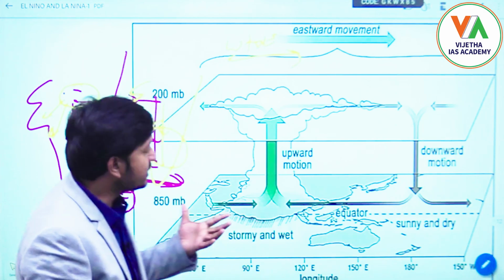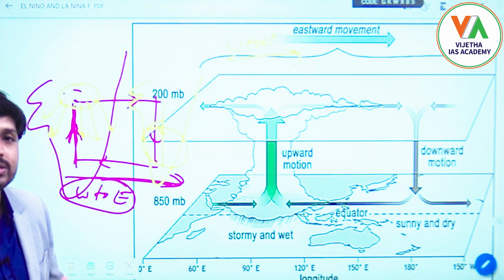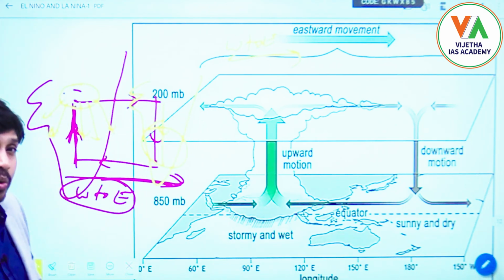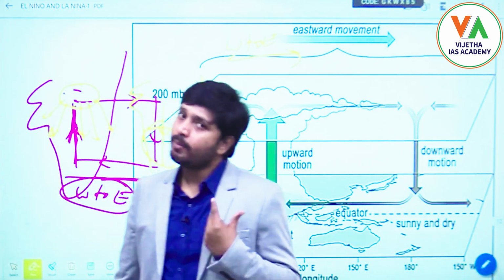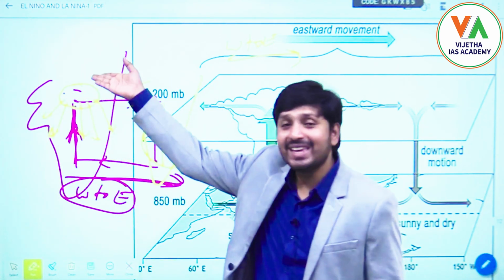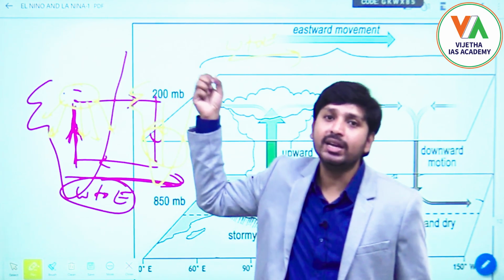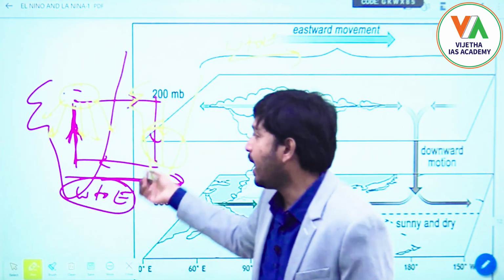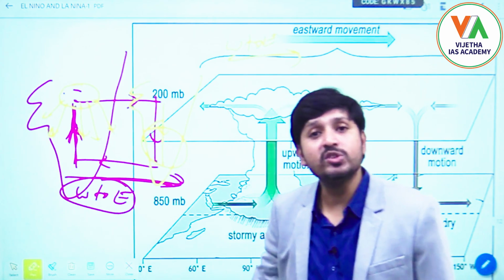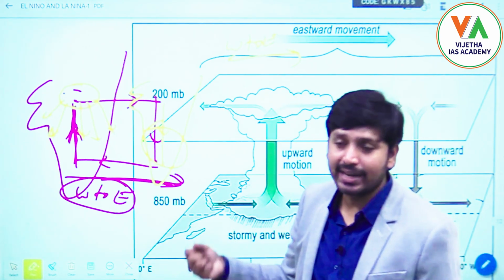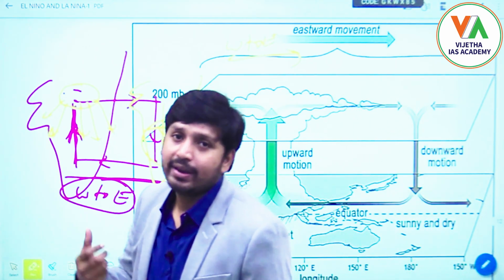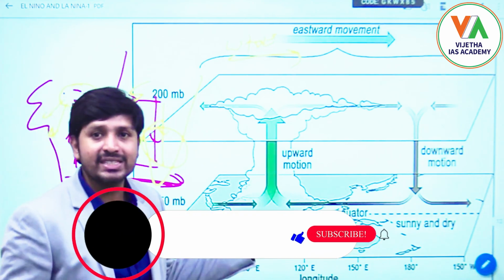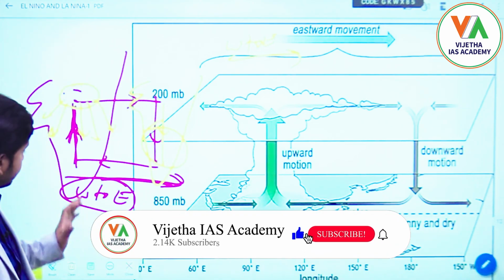Understood? This is nothing but what is called the Madden-Julian oscillation, and we have also discussed how it is associated with the Indian monsoon. If the rising wing is on the Indian landmass, India will receive a huge amount of rainfall, and if the descending wing is on the Indian landmass, it will receive less rainfall during this season. Is it clear?